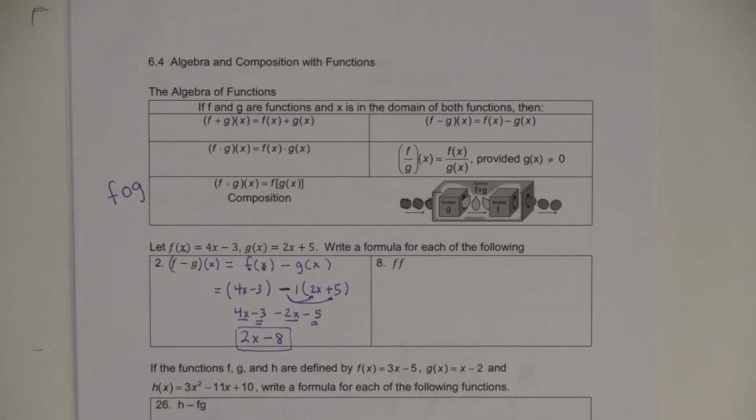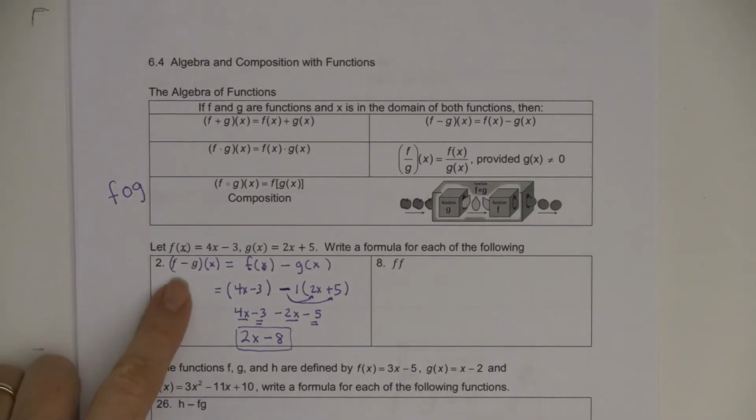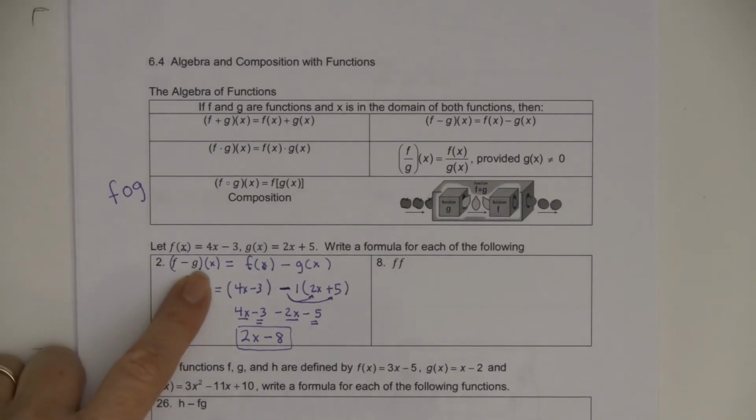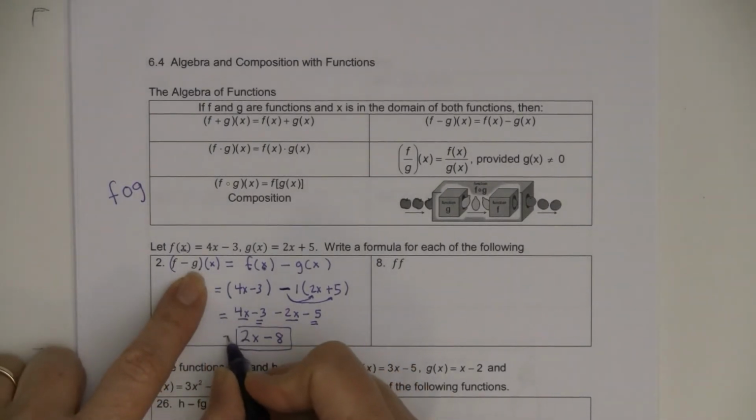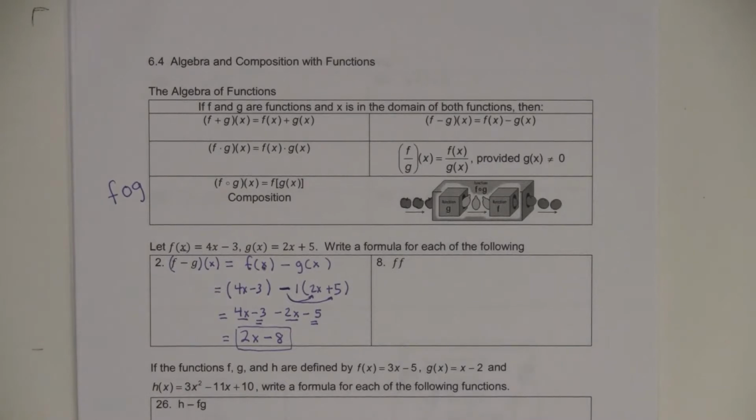You don't have to factor it or anything like that. They're just asking you to come up with what f minus g at x would be equal to. And that's what it's equal to: 2x minus 8. And so you could factor it, you're right, but it's not asking you to do that. And so you don't have to do that.